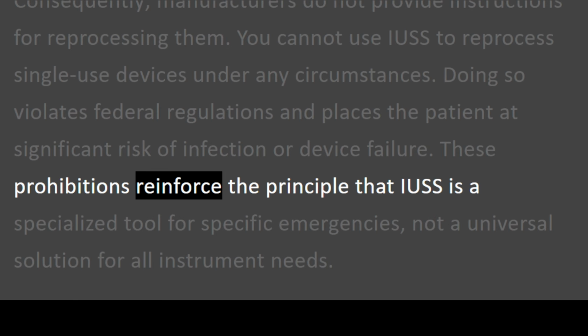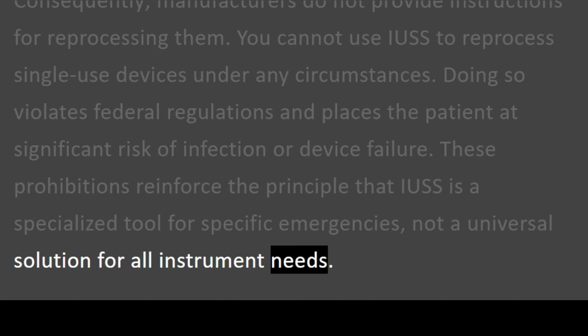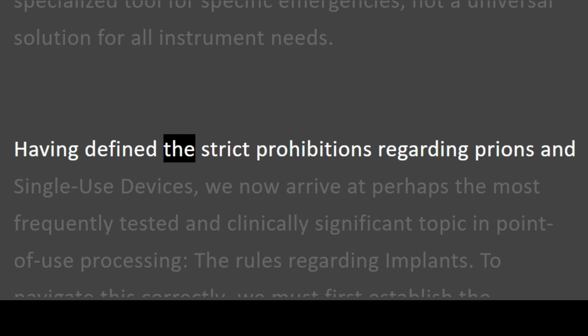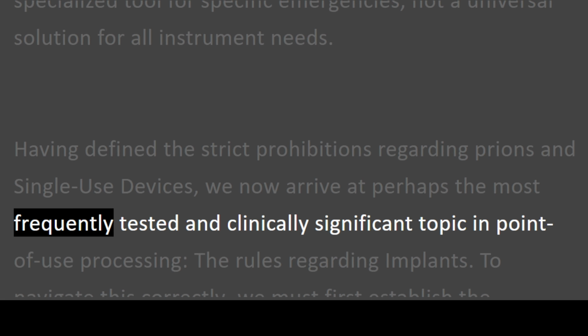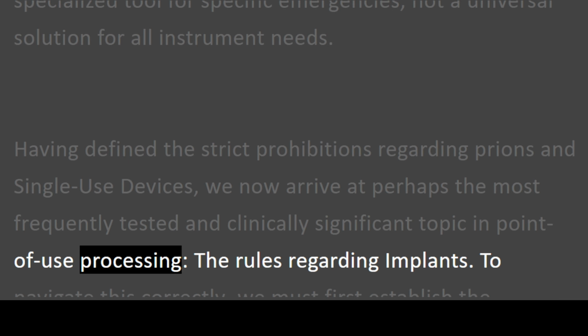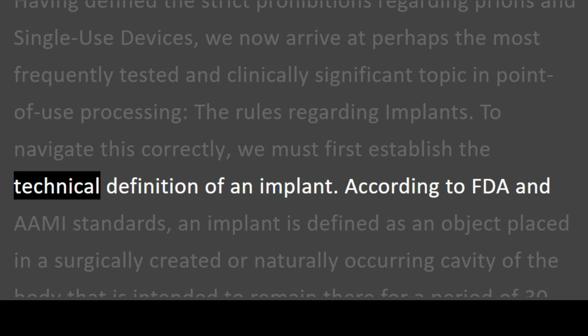These prohibitions reinforce the principle that IUSS is a specialized tool for specific emergencies, not a universal solution for all instrument needs. Having defined the strict prohibitions regarding prion and single-use devices, we now arrive at perhaps the most frequently tested and clinically significant topic in point-of-use processing: the rules regarding implants. To navigate this correctly, we must first establish the technical definition of an implant.